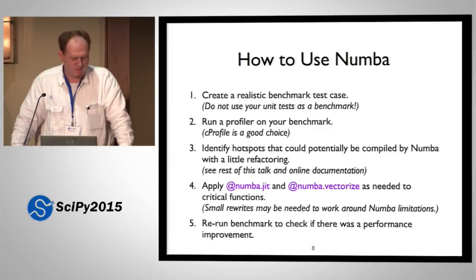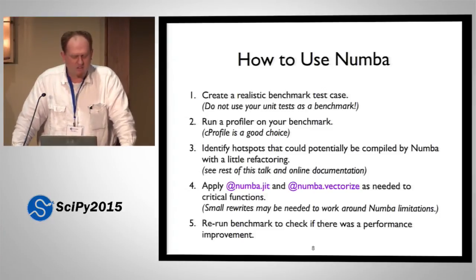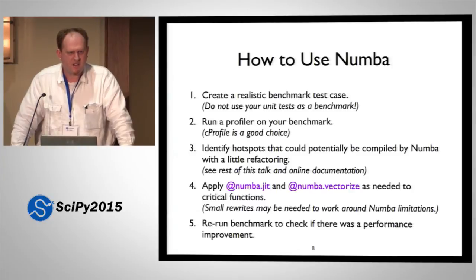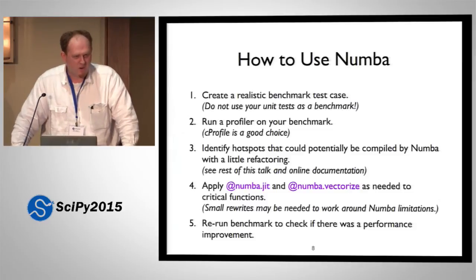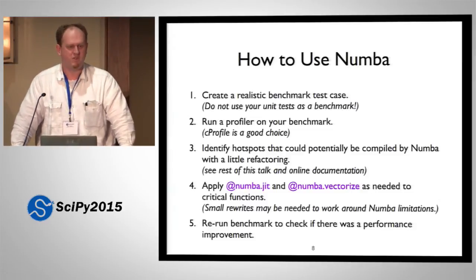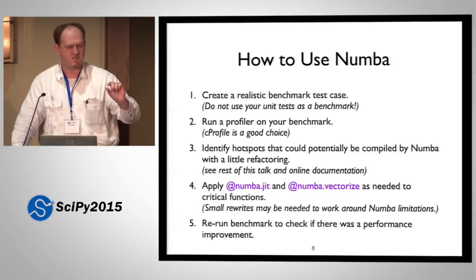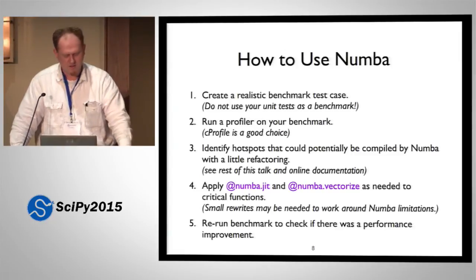Run a profiler on that benchmark. Something like cProfile is a good choice when you're starting. And look for hotspots. See, oh, this function I call a bunch of times and it eats up 65% of the runtime in my code. If you have 1 or 2 functions like that, Numba is going to be perfect for you because you can zero in on just those functions and not worry about anything else in your code.